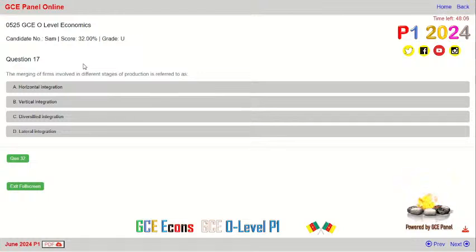The merging of firms involved in different stages of production is referred to as, okay, so look at the merging of firms at different stages of production. Some are the primary stage, tertiary stage, and so on. Some are just working with raw materials, some are working with finished products, and so on. These are the different stages, okay? So some are up the ladder, some are down the ladder. And this we describe as a vertical relationship. And this is known as vertical integration.